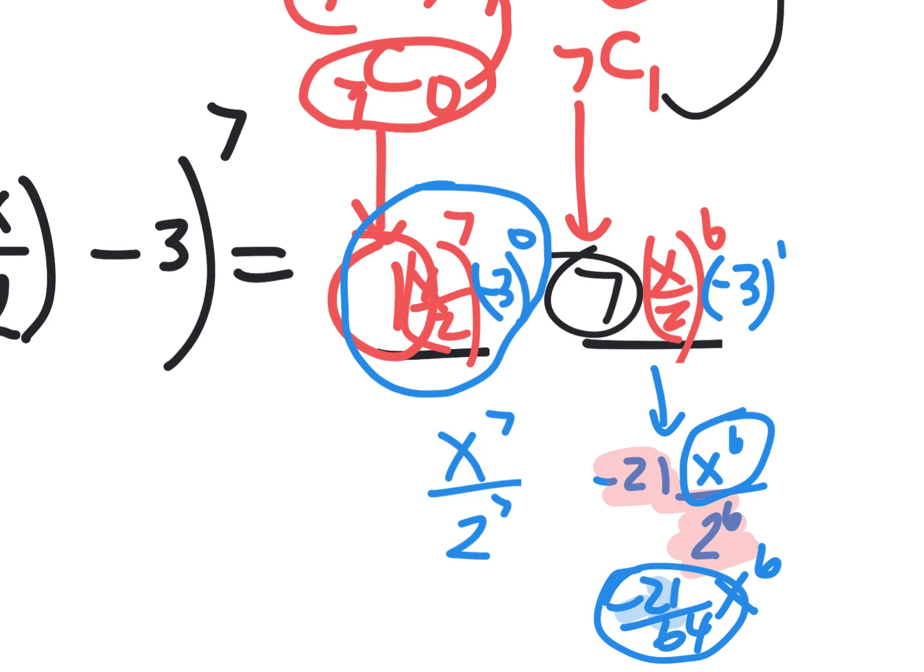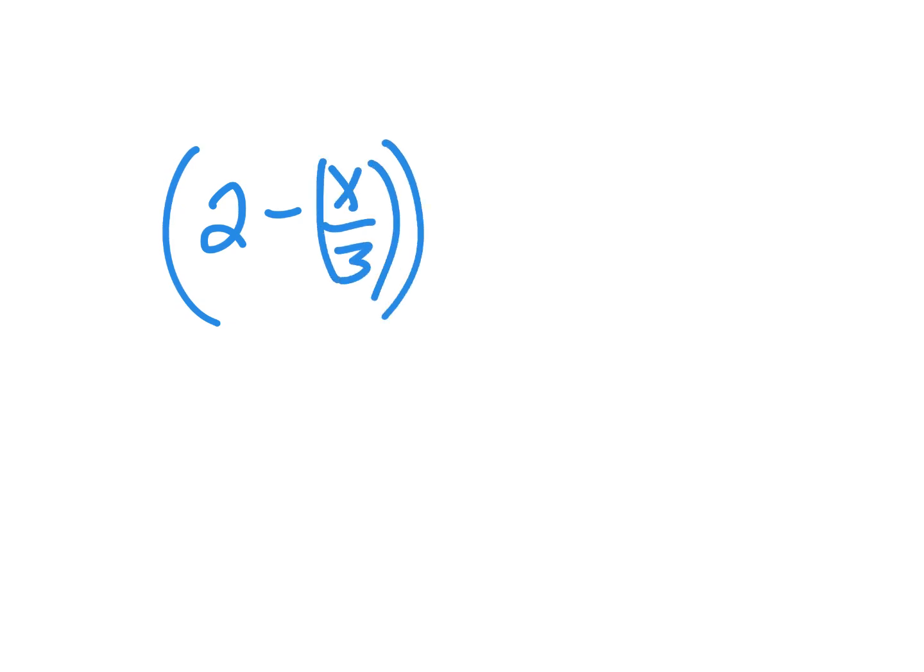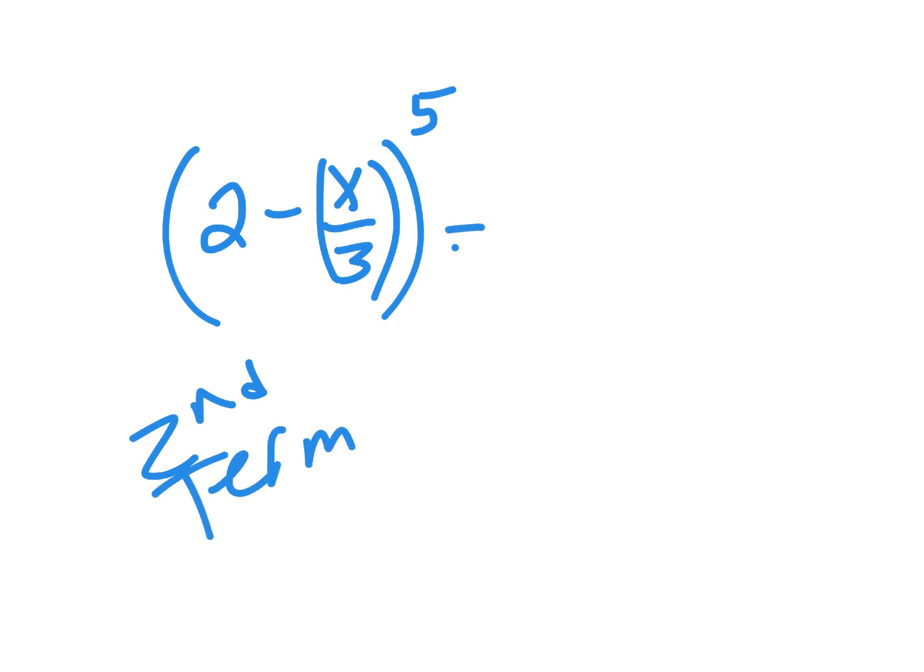Okay, I kind of helped with that one, so let's have you try one. Ready? 2 minus x over 3, and all of that to the 5th, and I only need the second term. There would have been 6 terms. All I need is the second term. Pause for a second while you give that one a try. When you're done, check with the kid next to you.